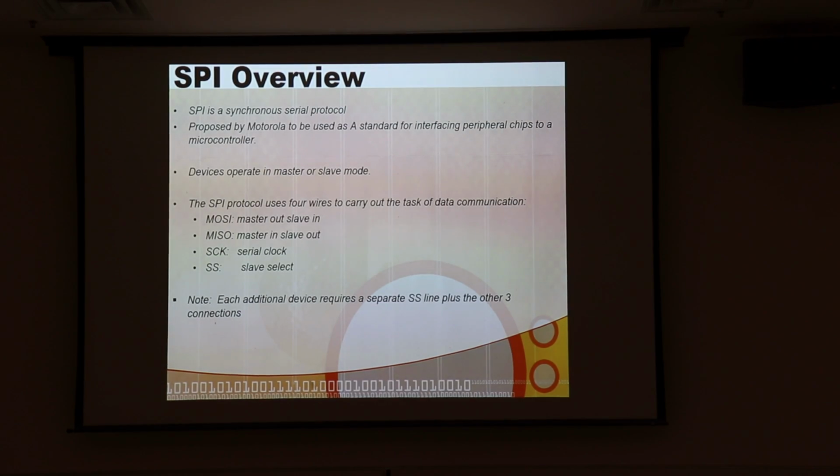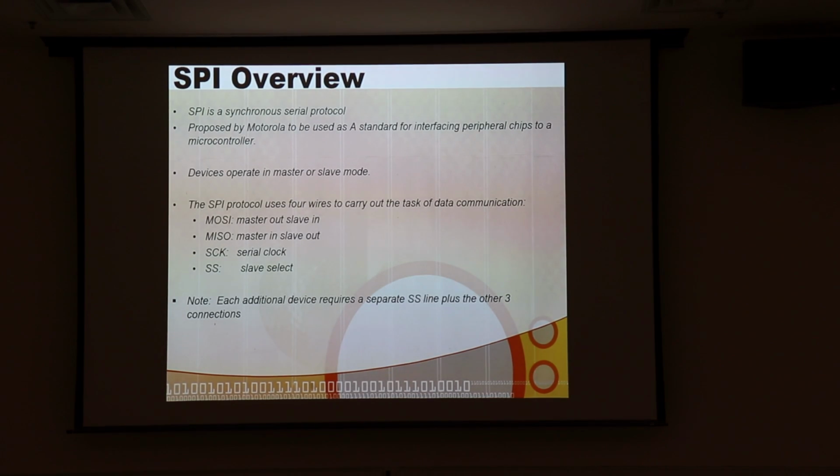SPI is fast, but you use more wires because not only do you need a data line and a clock line, but you need 2 data lines, one going one way and one going the other, because you travel both ways simultaneously. So you need a clock line, a serial data out, a serial data in. Sometimes we call the serial data out the MOSI, master out, slave in, and we call the serial data in MISO, master in, slave out.